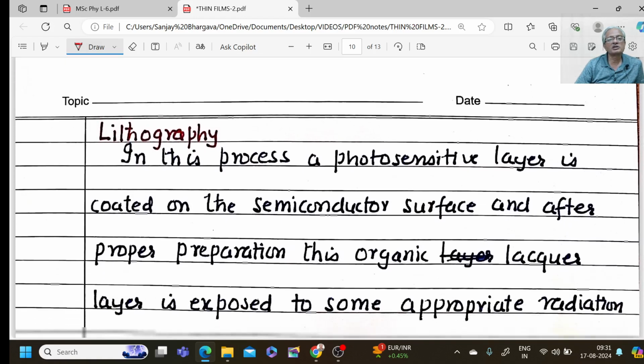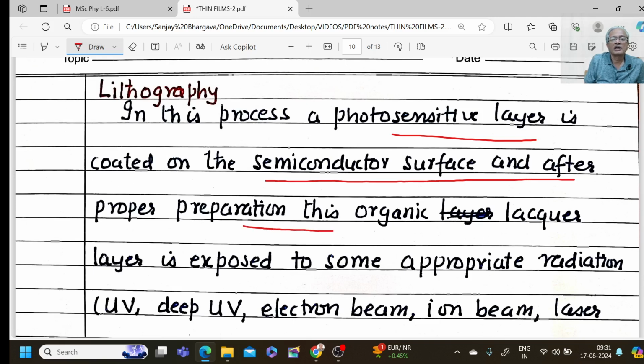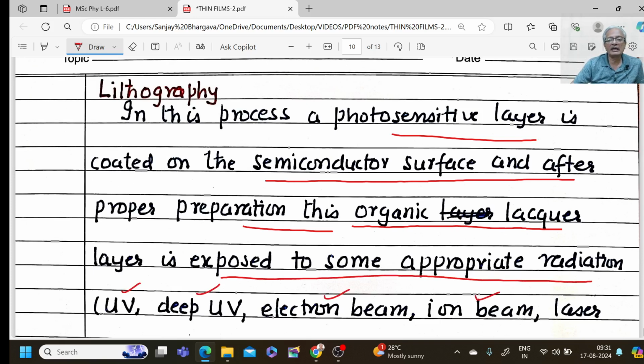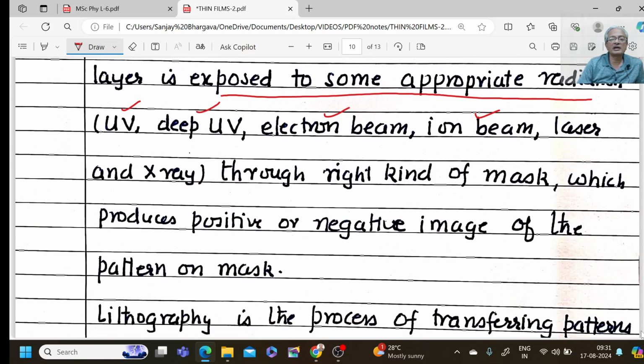Now we come to the process of lithography. In this process, a photosensitive layer is coated on the semiconductor surface, and after proper preparation, this organic lacquer layer is exposed to some appropriate radiation, either UV, deep UV, electron beam, ion beam, laser and X-rays through the right kind of mask, which produces a positive or negative image of the pattern on the mask.